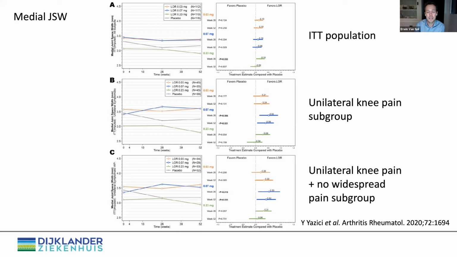Interestingly, not only pain reduction is different between the subgroups, also the effects on joint space loss or joint space width are higher in the unilateral knee pain group and the group also without widespread pain, which is a thing I don't really understand yet, but maybe not only the pain systems differ between these groups, but also the mechanisms of cartilage damage might be different between these groups or phenotypes.